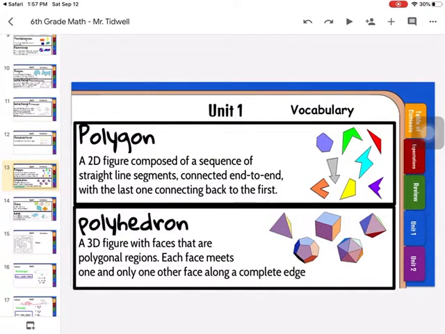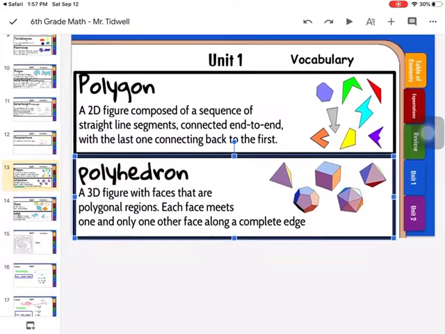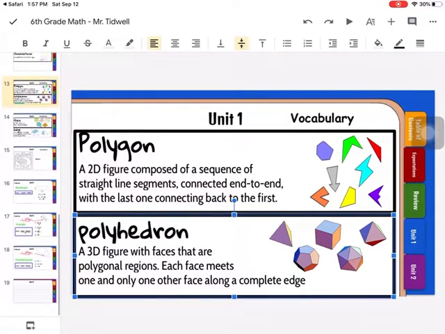We have our polygon, which is a two-dimensional figure composed of a sequence of straight line segments connected end to end, with the last one connecting back to the first. All that really means is that it's a closed shape, so that you don't just have it starting and stopping. It is a completely enclosed shape. And then we're going to get into polyhedra later on in the week. But today we are talking about triangles.